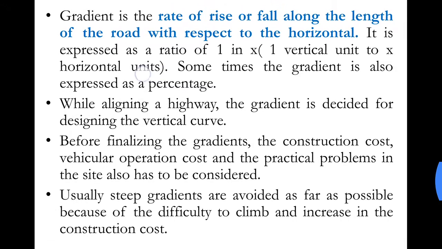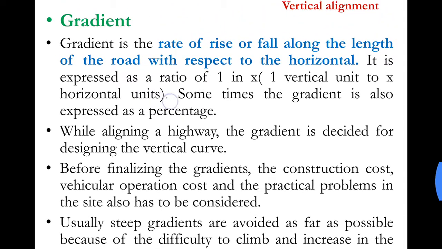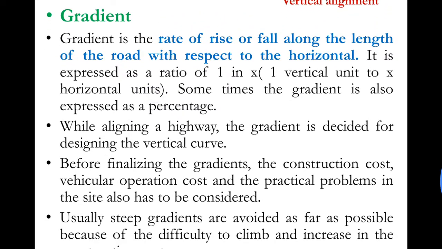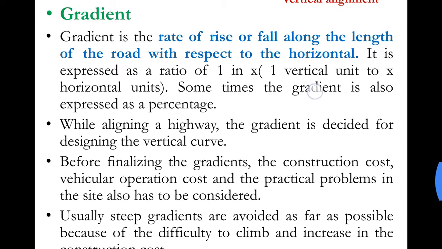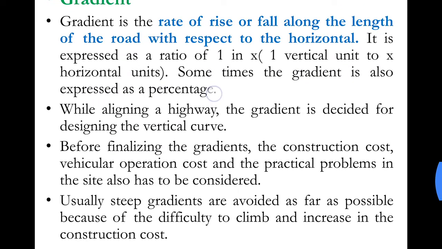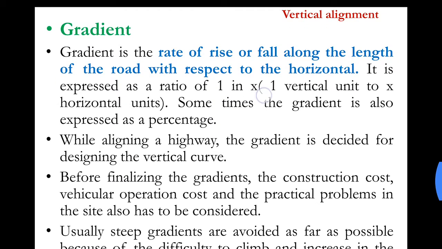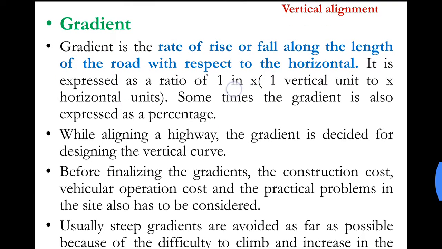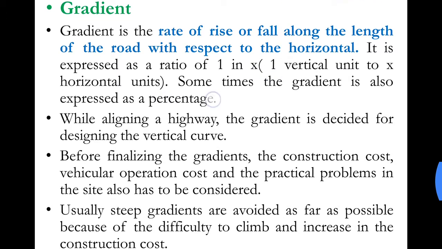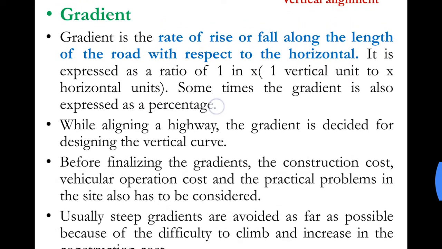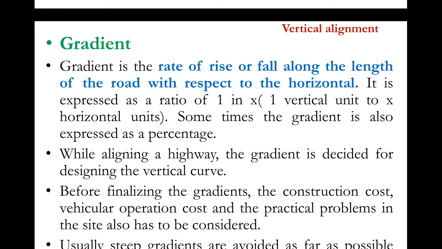Now these units could be meters, kilometers, centimeters, or anything. Sometimes the gradient is also expressed as a percentage. So we can either express it as 1 in x, where 1 is vertical and x is horizontal, or in percentage. For example, if you say 5%, then 5% can be written as 5 divided by 100. So this means 5 vertical units to 100 horizontal units.